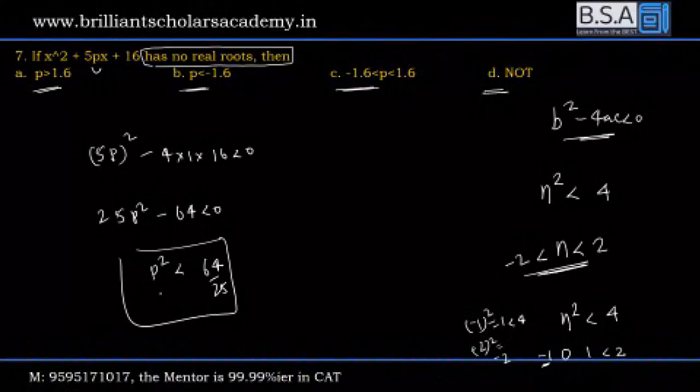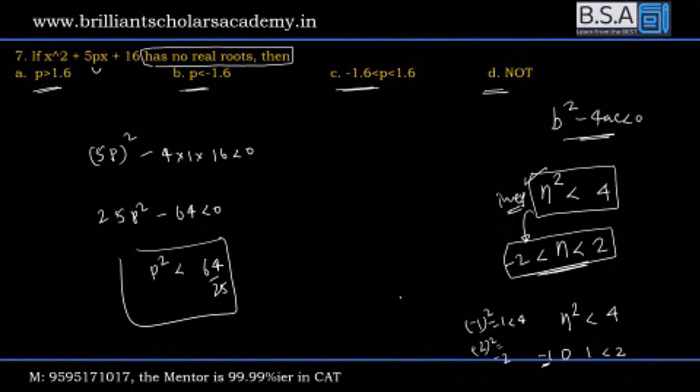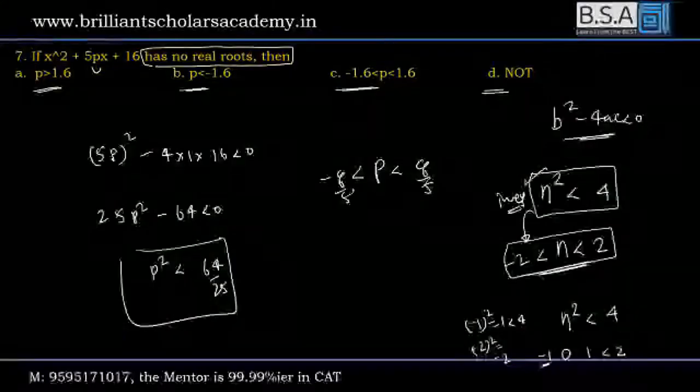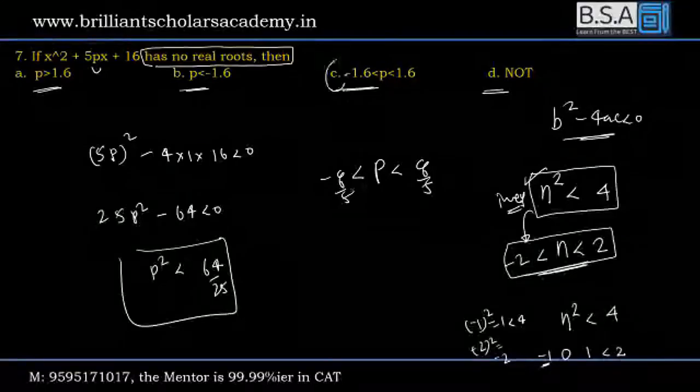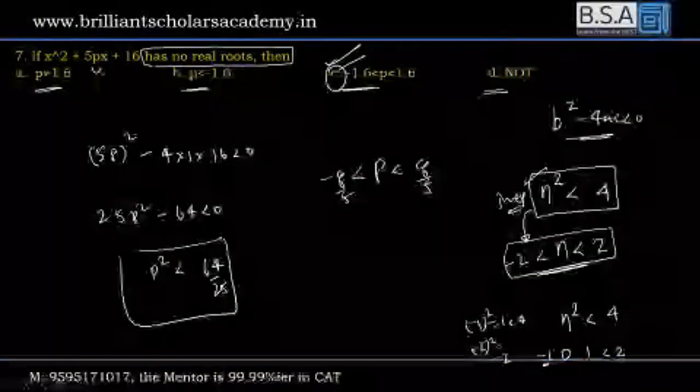What I'm trying to show you here is when a square is below a number, it opens in both plus and minus. Ye inequality mein bhi kaam aayega. So when you take a square root, p will be between 8/5 and minus 8/5. So the answer will be option C.